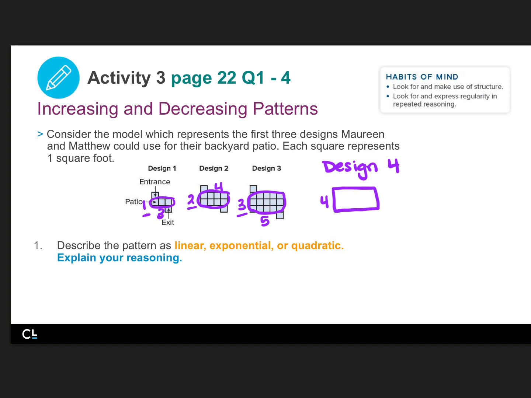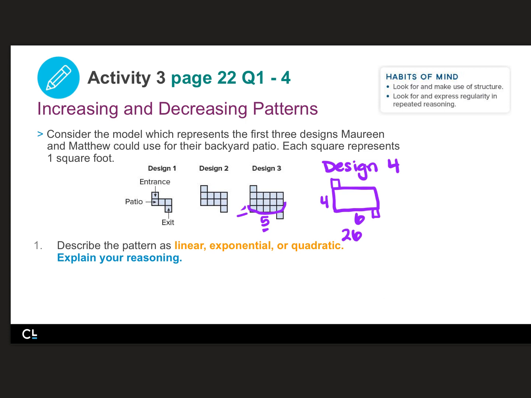And then for the length, we're going 3, then we have 4, then we have 5, then we would have 6, and then we'll have those 2 tiles for the entrance and exit. So 4 times 6 would be 24, plus the 2 entrance and exit would be 26 tiles.